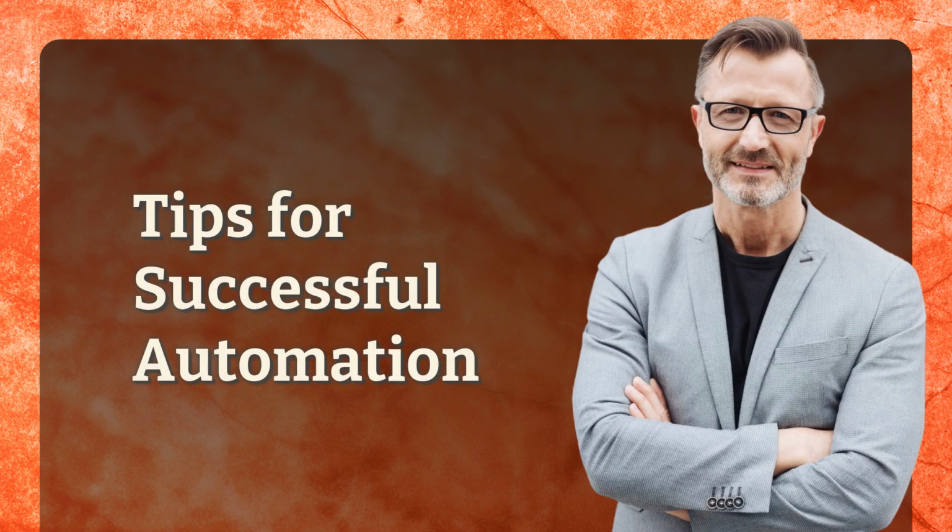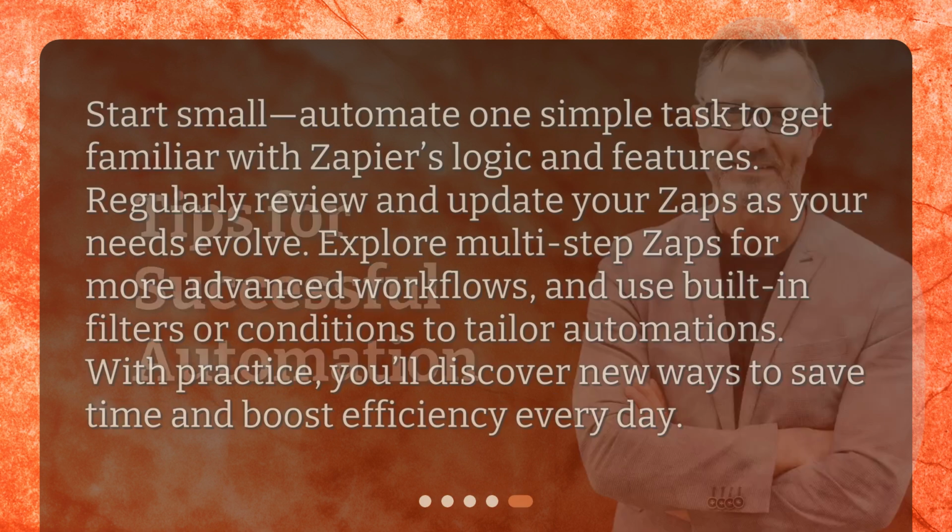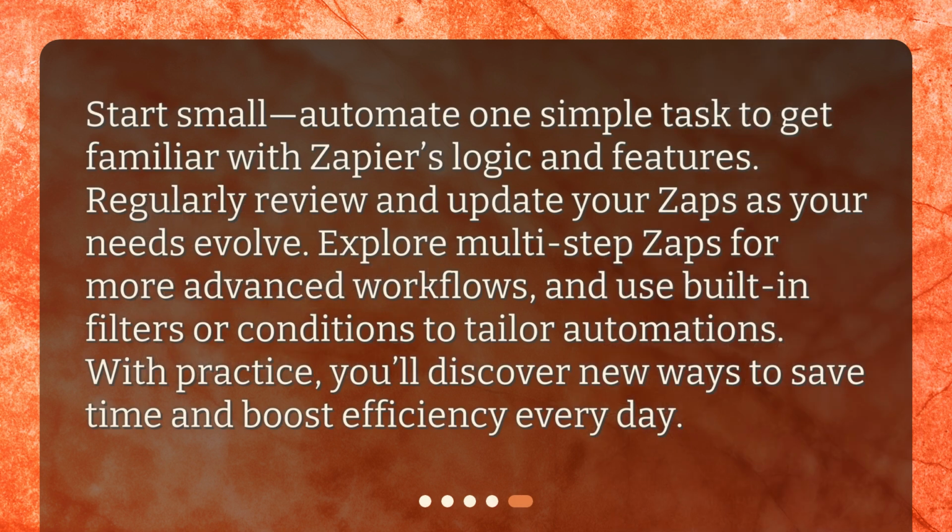Tips for successful automation. Start small. Automate one simple task to get familiar with Zapier's logic and features. Regularly review and update your Zaps as your needs evolve. Explore multi-step Zaps for more advanced workflows, and use built-in filters or conditions to tailor automations. With practice, you'll discover new ways to save time and boost efficiency every day.